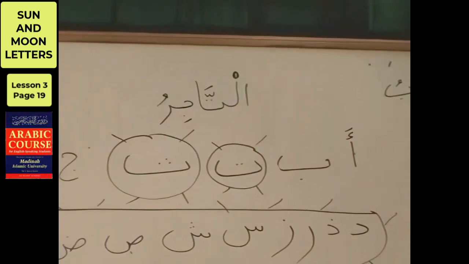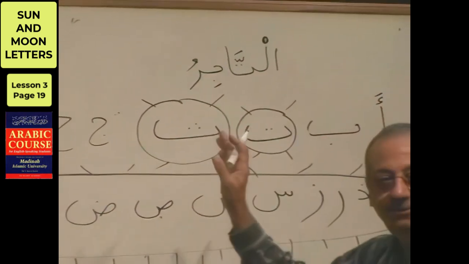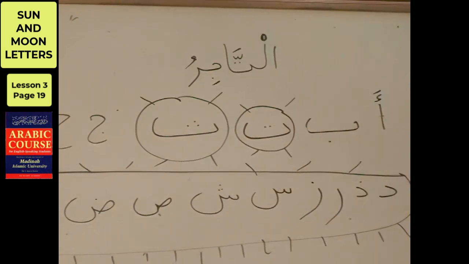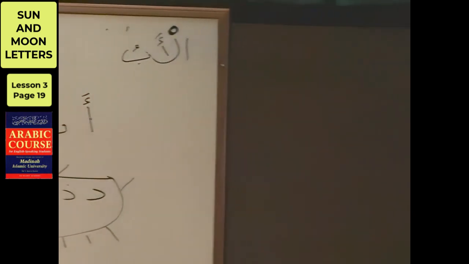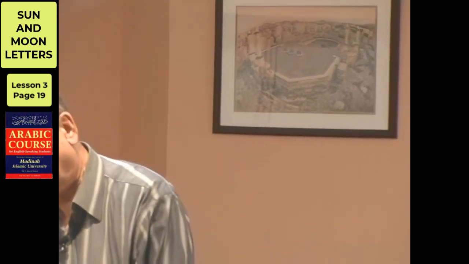Okay, now this shata is given to tell you that this letter is shamsi. That is shamsi. Later on, you won't need it. Your mind will figure it out, brother. Okay. I always give this example.